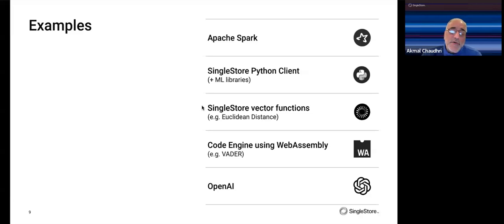Out of the box, SingleStore supports Euclidean distance and dot product. If you're interested, cosine similarity, you can just code it up in SQL. It's actually covered in our docs. Very straightforward and easy to do.